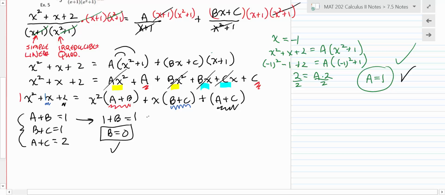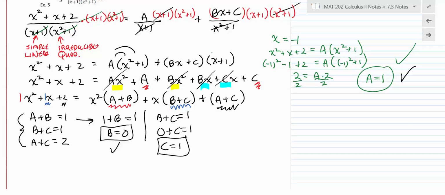Okay, now we need to find c. So we could go to this second equation, which is b plus c equals 1. Well, we just figured out b is 0, so we have 0 plus c equals 1, so we have c equals 1, okay? And one thing about a lot of these problems, you're doing all this work, you can actually, most of the time, tell you're right.